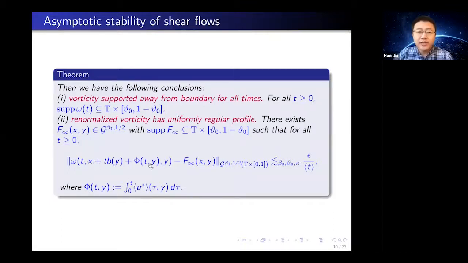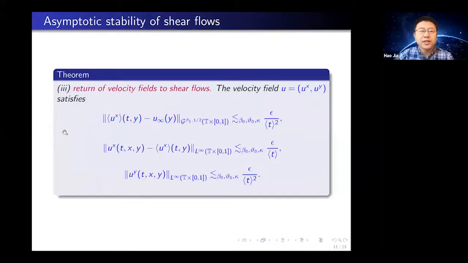And if you look at it in this coordinate, then the vorticity is very regular. It's actually very regular and converges to a final profile with a specific rate. So you see that the change of coordinates is given explicitly from the flow. And the third conclusion is the return of velocity fields to shear flow.